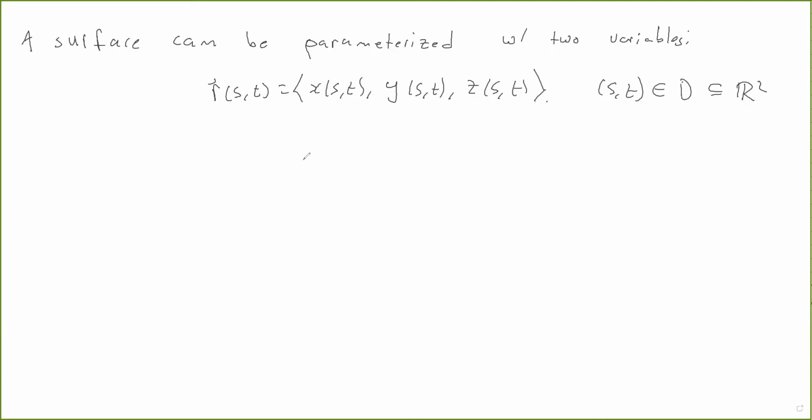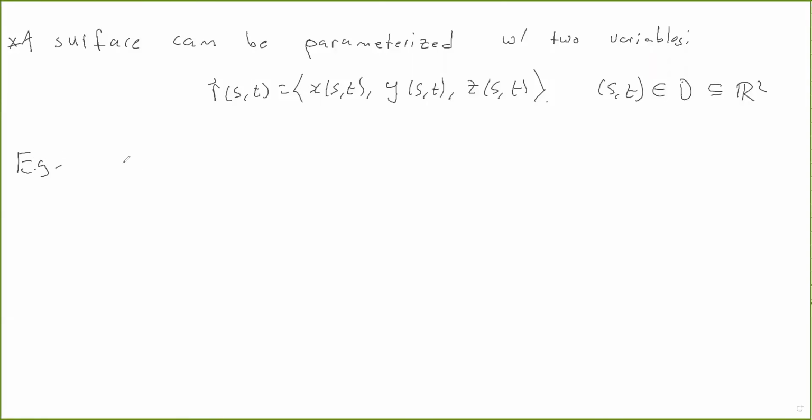Again, a surface is two-dimensional, so it makes sense that we need to have two parameters. In a way, we can think of s and t as being coordinates, and we'll talk a little bit more about that in a later video. But let's look at one example.